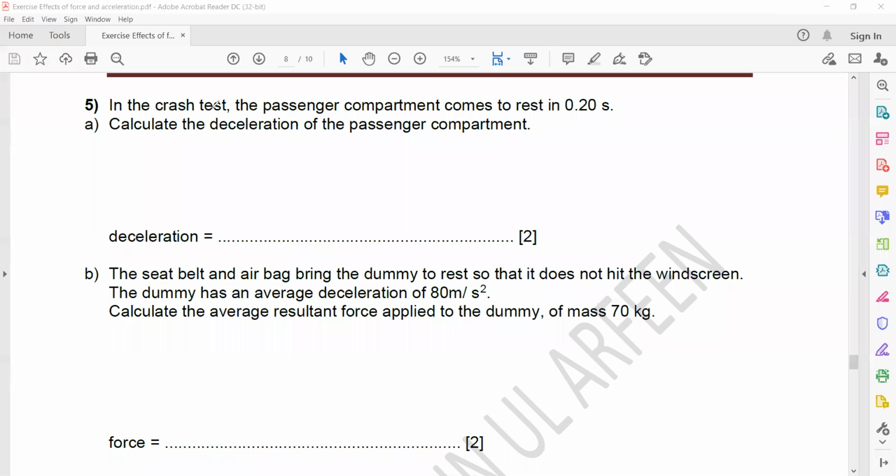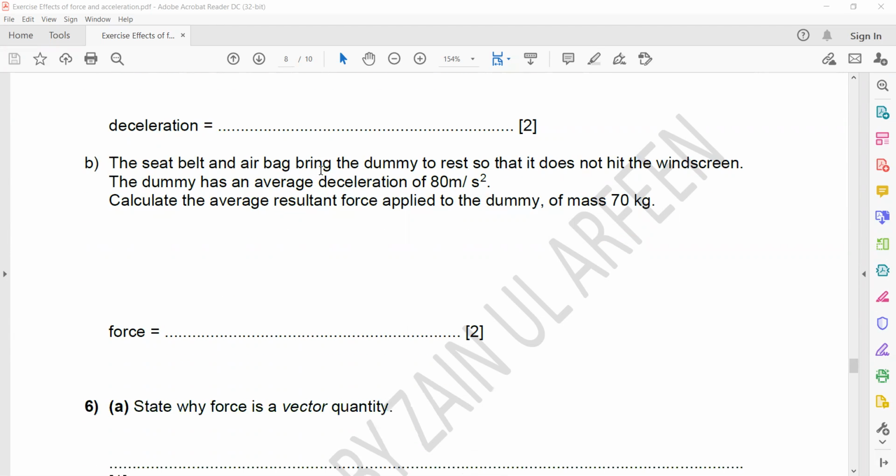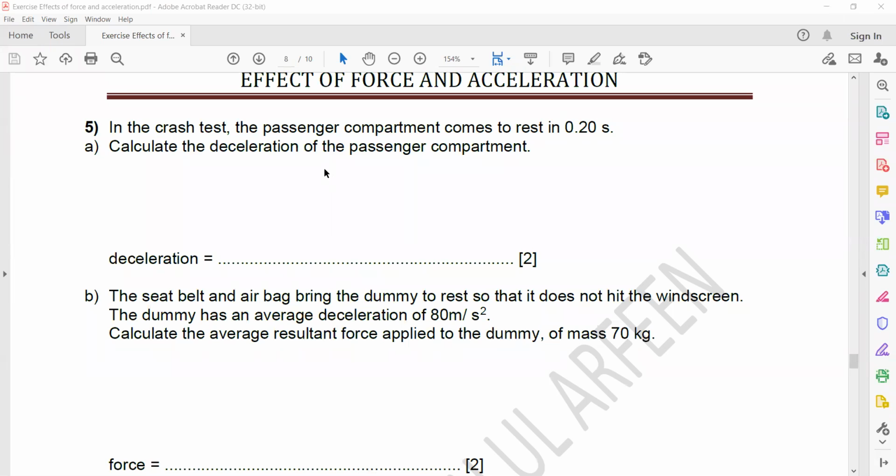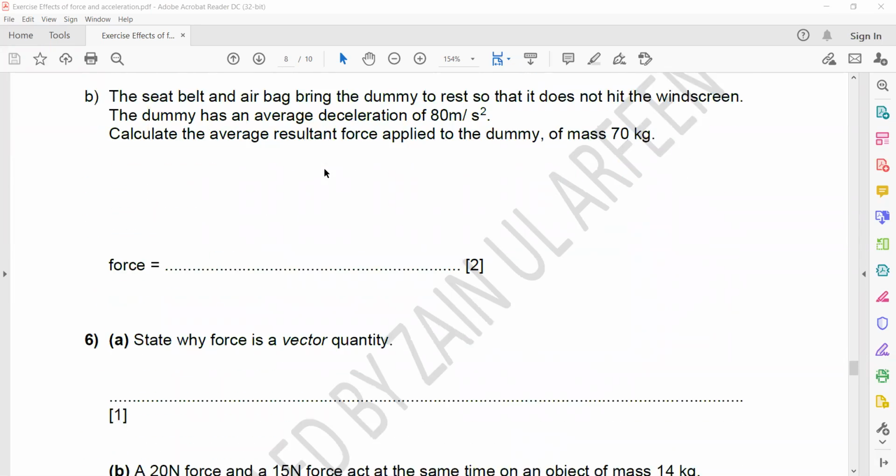Another question: in the car crash test, the passenger compartment comes to rest in 0.2 second. This question is not complete, actually; it is related to momentum. The initial speed should be there to solve that question. The seat belt and the airbag bring the dummy to rest. It does not hit the windscreen.